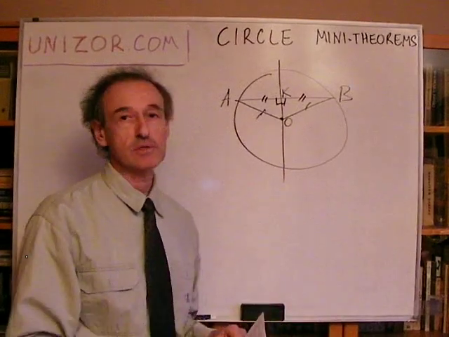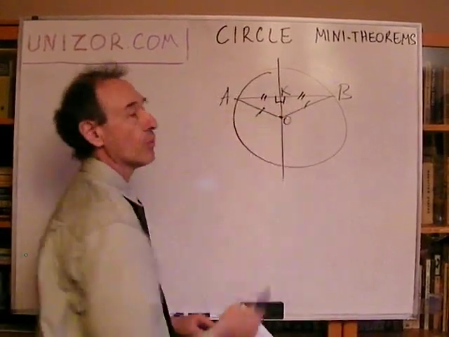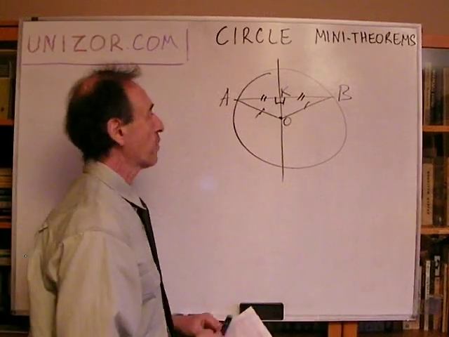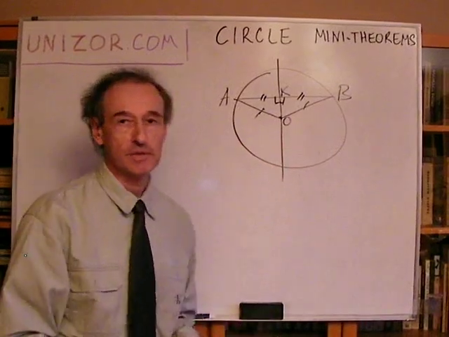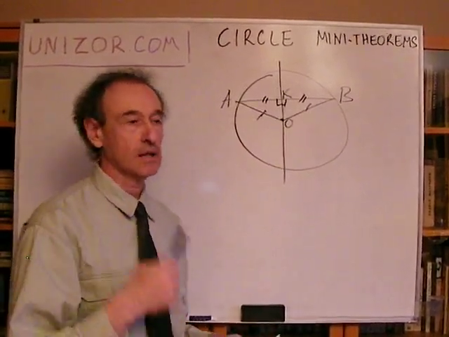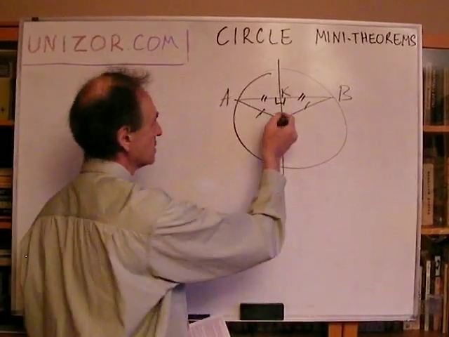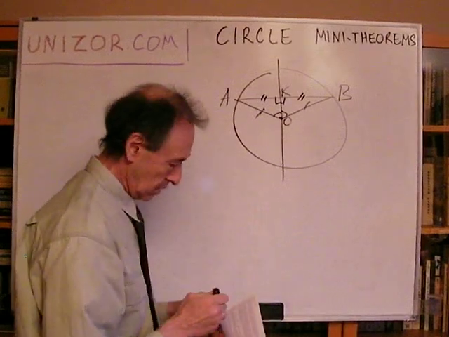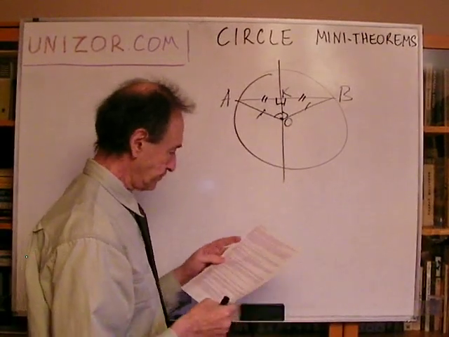The inverse theorem is also true. If a diameter cuts the chord in half, then it's perpendicular to this chord. Exactly from the same property of isosceles triangles, when the median is an altitude and the bisector of an angle as well. So these are two congruent angles as well.